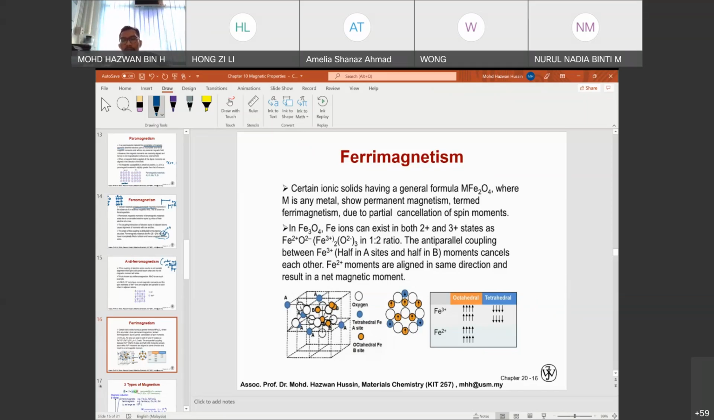For example, if you have magnetite, or Fe3O4, so M is equal to Fe, plus Fe2, then it becomes Fe3O4. Fe can exist in both 2 plus and 3 plus states, Fe2 plus and also Fe3 plus, in the ratio of 1 to 2. The anti-parallel coupling between Fe3 on half A sites and half B sites, the moments cancel each other. Fe2 moments are aligned in the same direction and result in a net magnetic moment. So ferrimagnetism actually has permanent magnet properties.